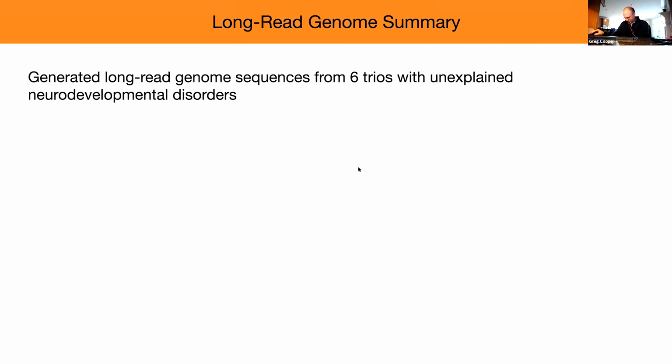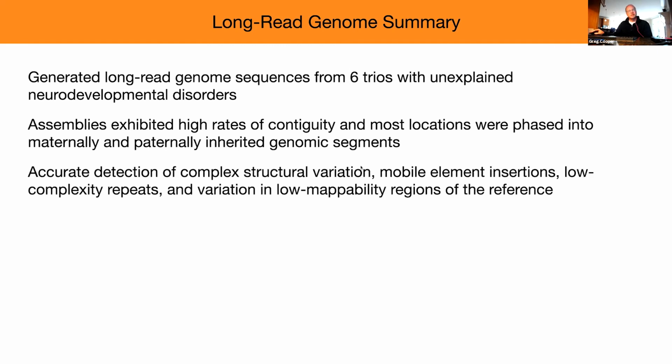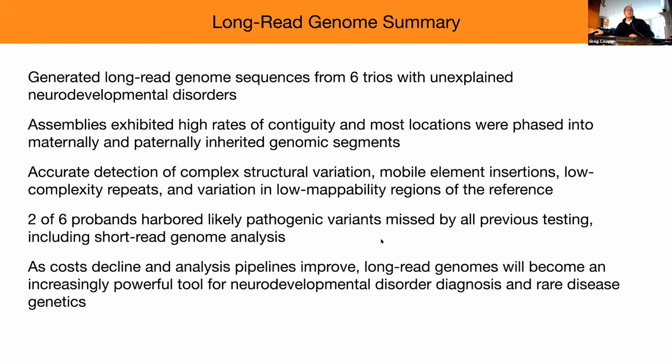So with that, I'll just conclude that we've generated long-read genomes from 6 trios. The assemblies were fantastic and were phased and just wonderful data. I didn't talk about this, but it really is remarkable how accurate we can detect variants, especially in complex regions like segmental duplications, mobile element insertions, et cetera. 2 out of 6 of these have harbored a diagnostically relevant variant, which again, small number, so we don't know that the rate is 1/3. But certainly it's consistent with the idea that a substantial fraction of currently unsolved probands harbor diagnostically relevant variants that we might pick up with long reads. And so we're really excited about where this goes.